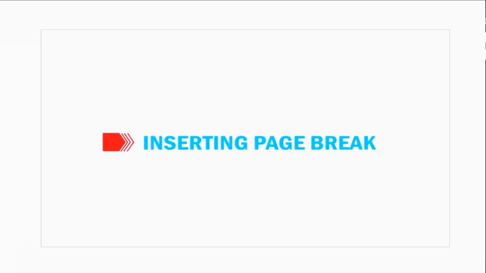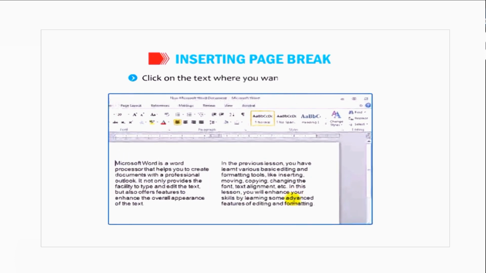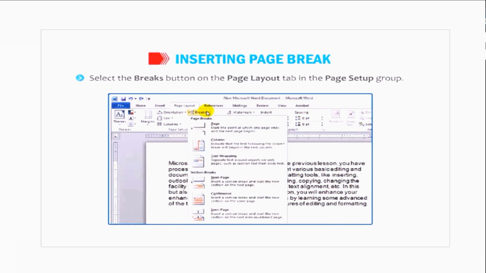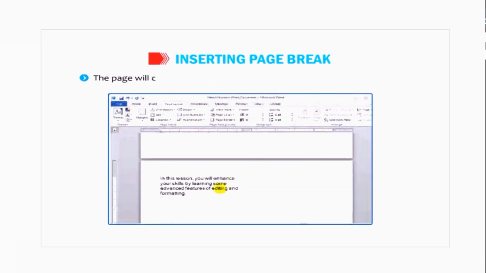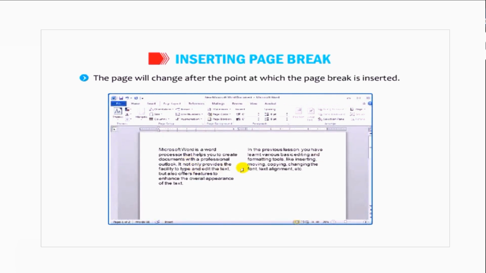Okay, let us now learn how to insert a page break. Click on the text where you want the page break. Select the Breaks button on the Page Layout tab in the Page Setup group. Click on the Page option from the drop-down menu. The page will change after the point at which the page break is inserted.